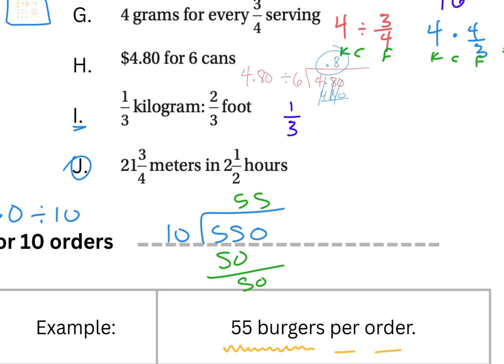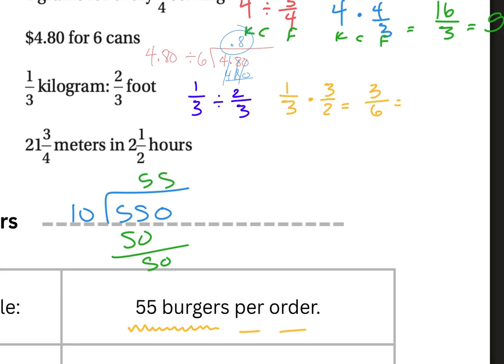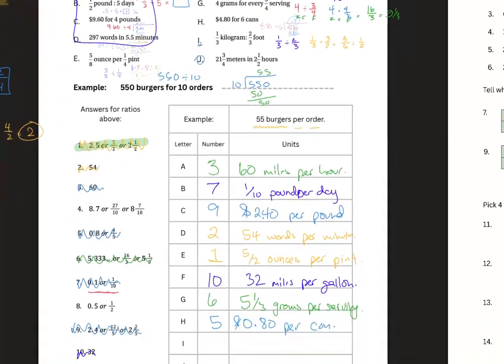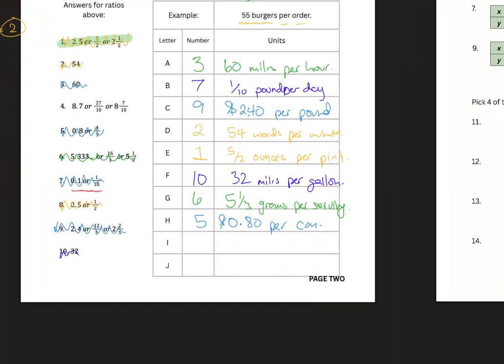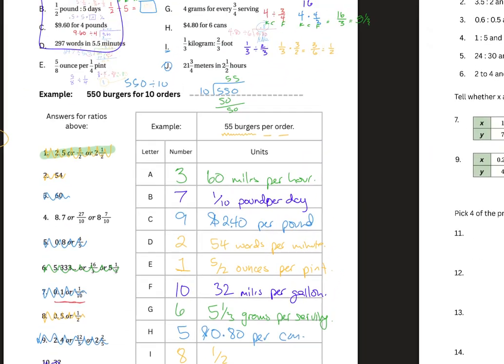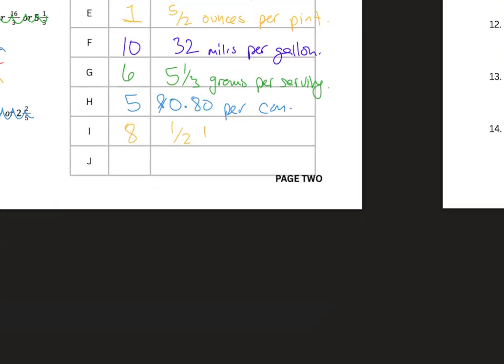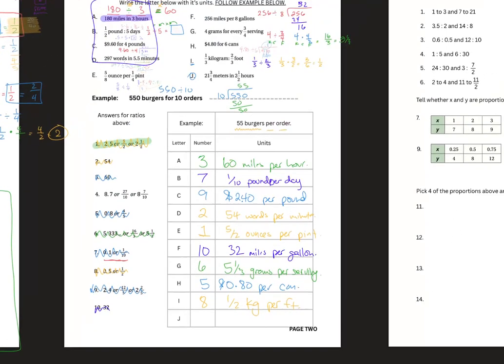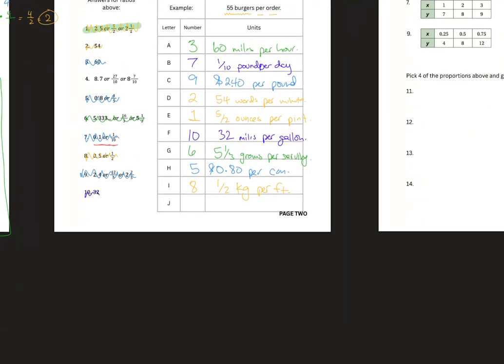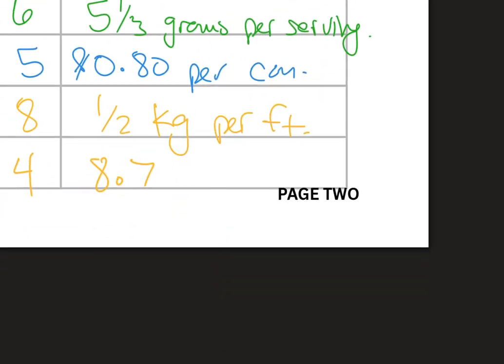It's 1/3 divided by 2/3. Okay, well, we're going to keep, we're going to change, we're going to flip. And now we get 3/6, which is really 1/2. So that's 8. That goes here. And the answer is there's half of a kilogram. I'm going to abbreviate per foot. And then last but not least, okay, it's pretty obvious that this answer is 4, which is 8.7 meters per hour.